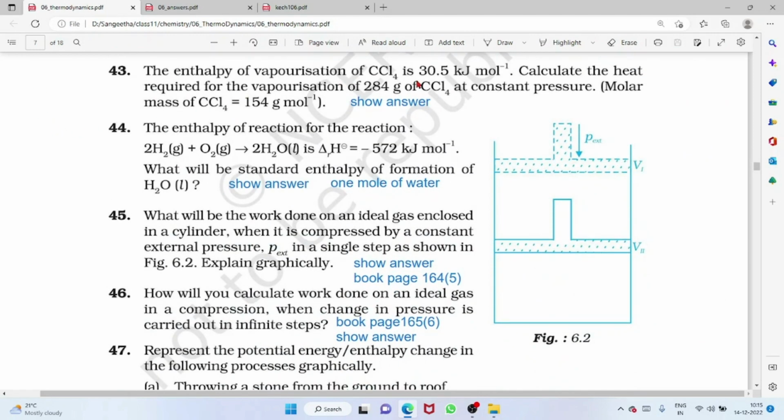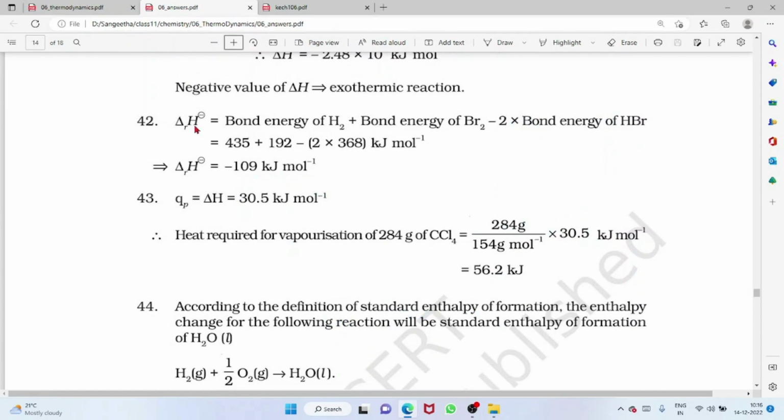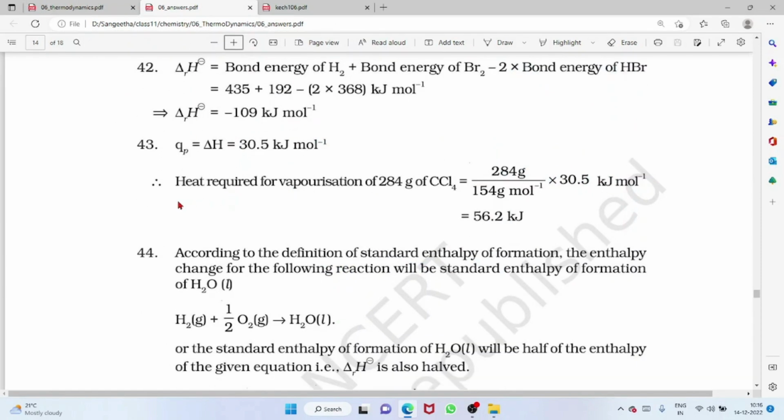Enthalpy of vaporization is given for this polyatomic molecule. Calculate the heat required for the evaporation of this many grams at constant pressure. The molar mass is given. Question 43. Simply divide by the molar mass. Heat required for the evaporation of 284 grams, we are dividing by the molar mass. This is 56.2 kilojoules.